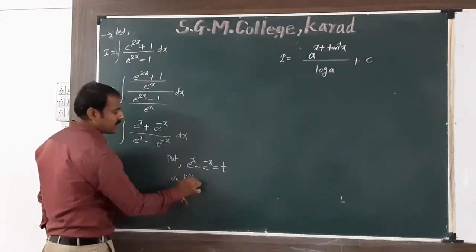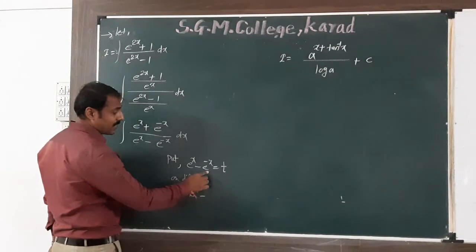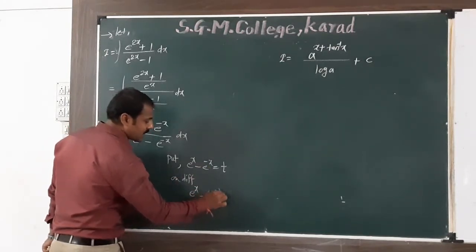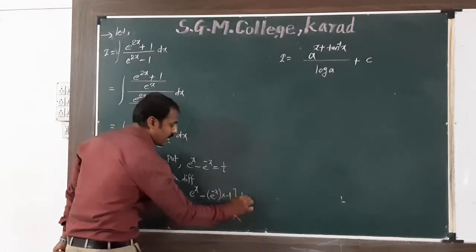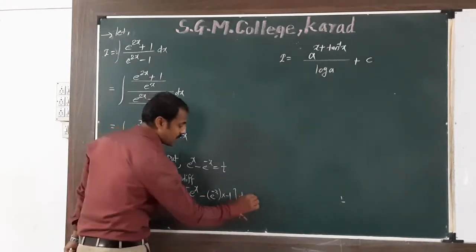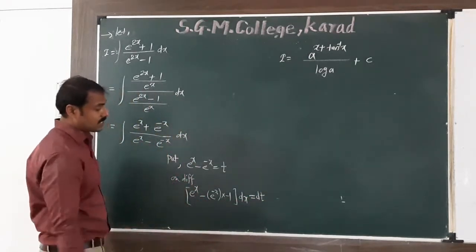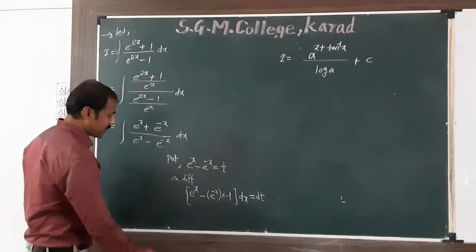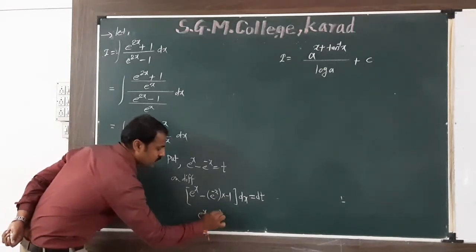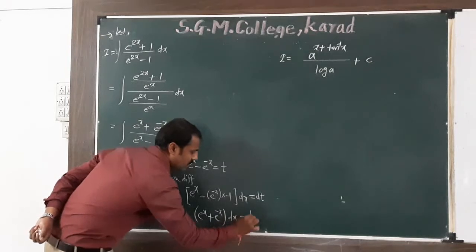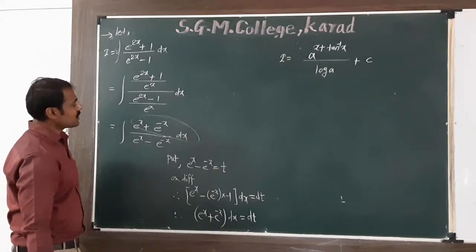On differentiating, the derivative of e raised to x is e raised to x as it is. The derivative of e raised to minus x is e raised to minus x into the derivative of minus x, that is minus 1, into dx, since it is differentiated with respect to x. This is equal to the derivative of t, which is 1, multiplied by the differential dt. Okay. After simplification, minus minus becomes plus. So e raised to x plus e raised to minus x dx is equal to dt. Okay, and here is that term e raised to x plus e raised to minus x dx.